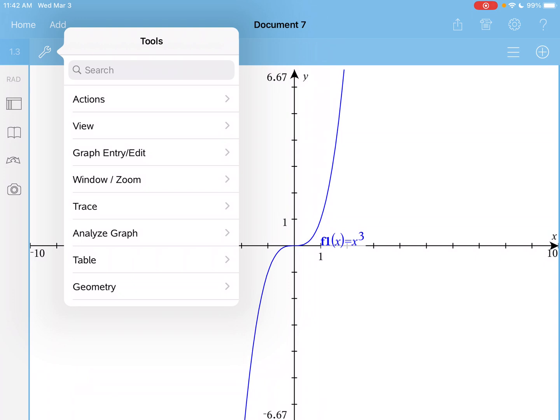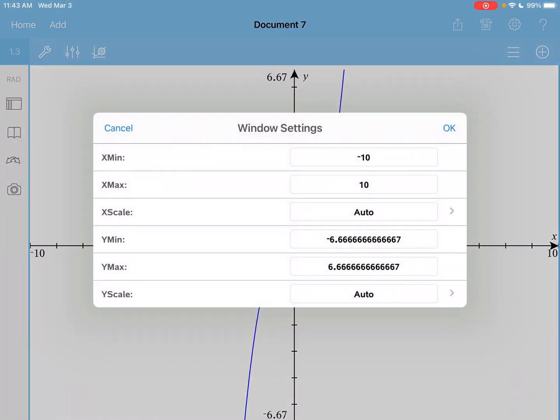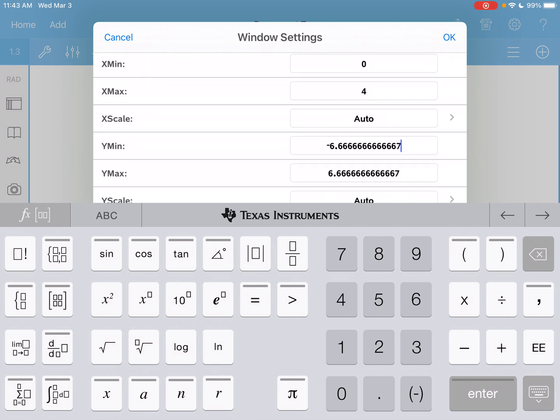I'm going to go to menu right here. I'm going to go to window or zoom, and I'm going to manually change my window settings. My X minimum, I'm going to keep that at 0. My X maximum only needs to go to 4. There you go. And for X scale, I'm not going to worry about that.